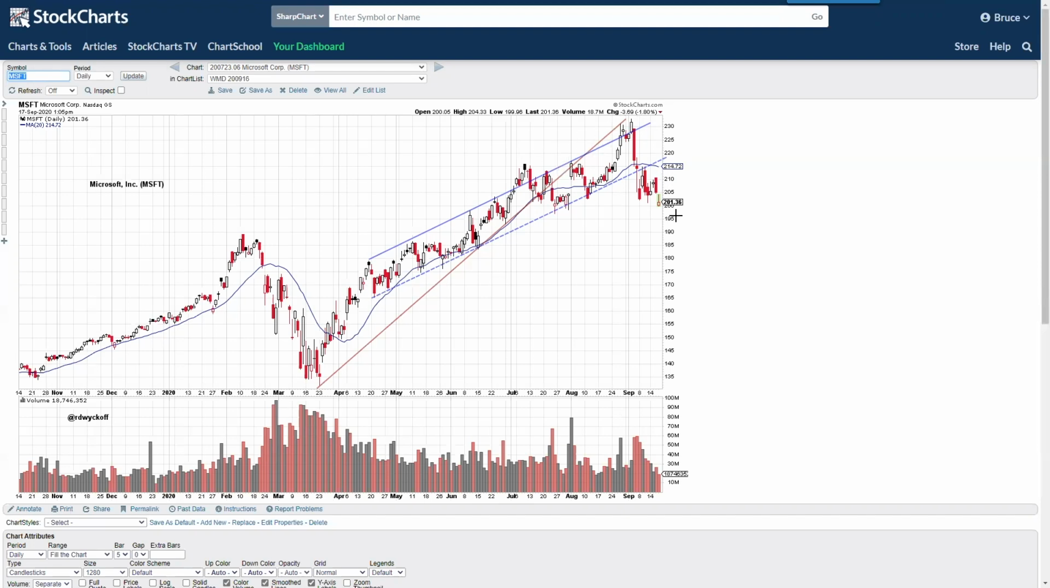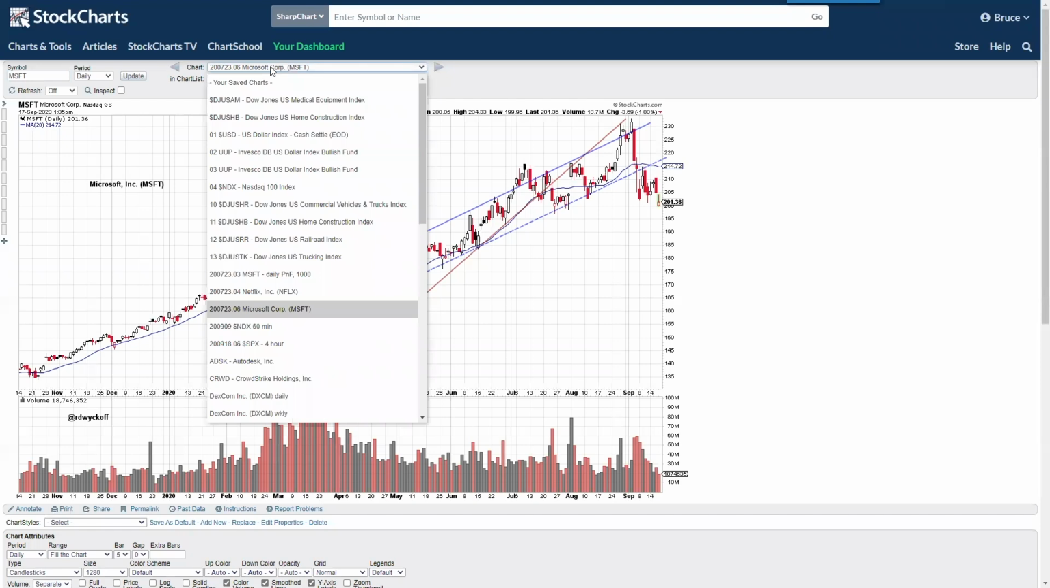Now look at this structure. It looks like potential distribution with an upthrust after distribution. And as we saw in the model, upthrusts after distribution often just go right down to support, consolidate, and then keep going. So this so far is acting in that manner. Again, Microsoft is a growth theme.